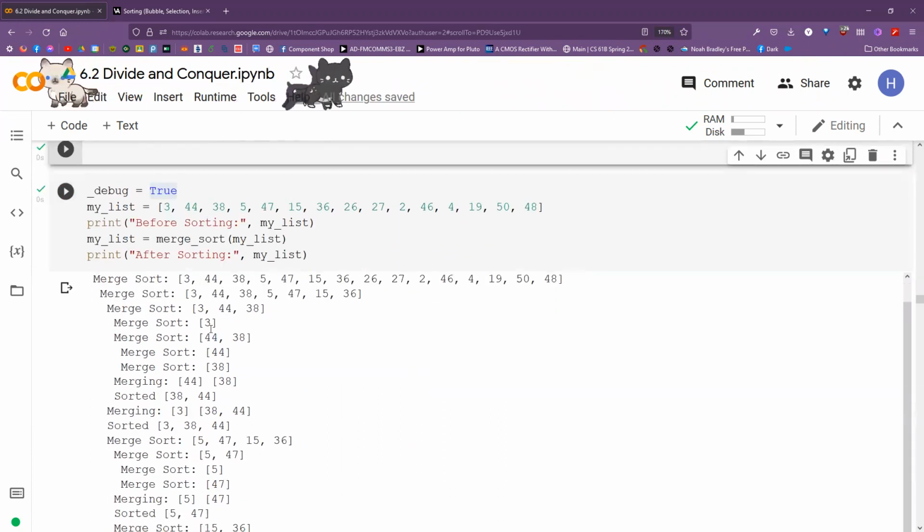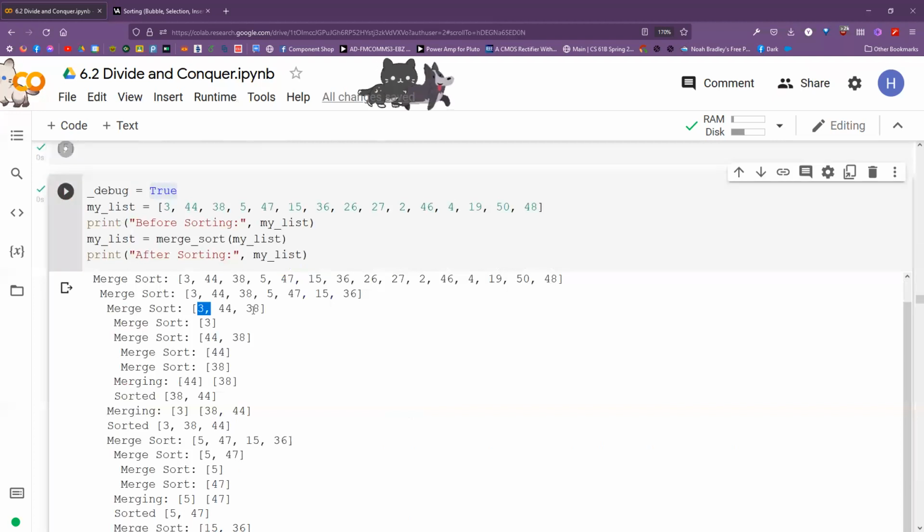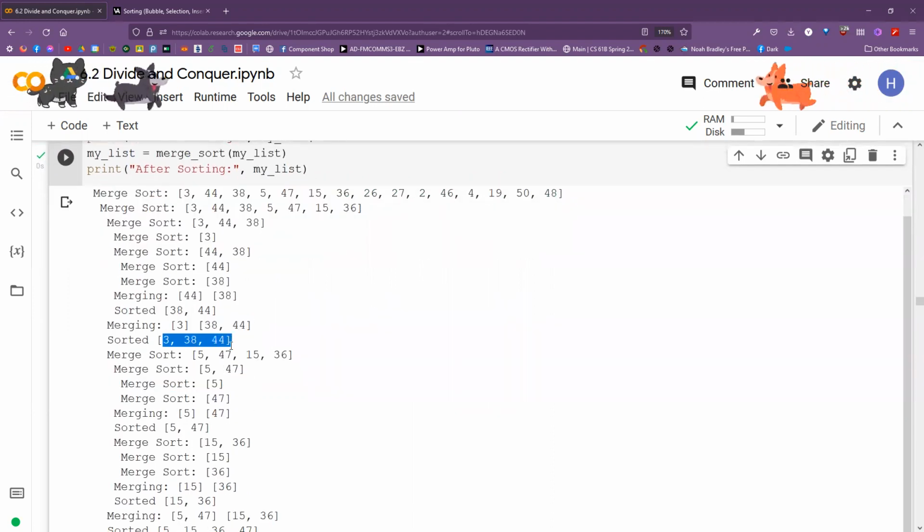Then, ayun. So, after makarating sa tatlong elements, yung partitions natin have 1 and 2 elements. Yung 2 elements, madali lang naman i-sort yan. Sorted, mapapartition pa pala sila into 1 element arrays. And since 1 element na lang sila, sorted na siya. So we just merge these elements. So we have 38 and 44, and then i-merge siya with yung 3. So we get yung 3, 38, 44.